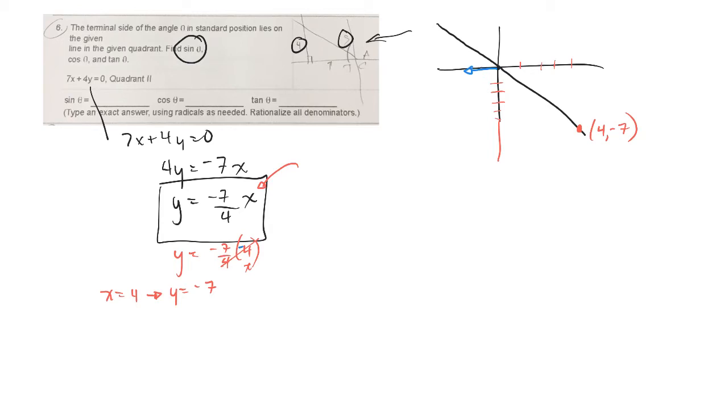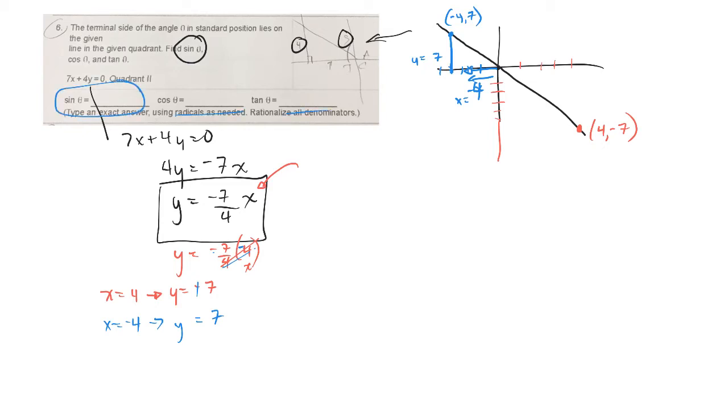If I put a negative 4, the 4's cancel and the two negatives cancel, so it'd be a positive 7. So I'd have another point where x is negative 4 and y is equal to a positive 7. So that point is negative 4 and positive 7. If I'm drawing a triangle from it, this height is going to be 7, and this distance over this way is negative 4. Okay, so x is negative 4, y is positive 7.